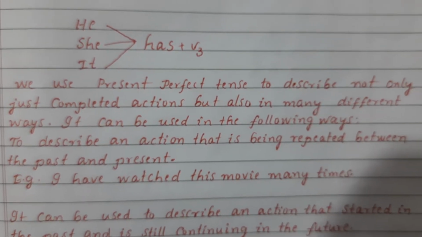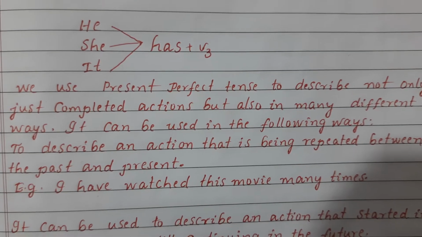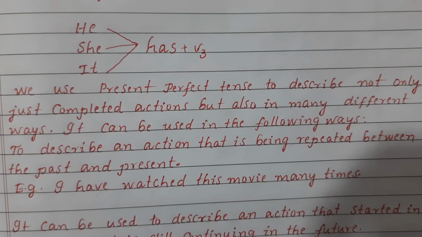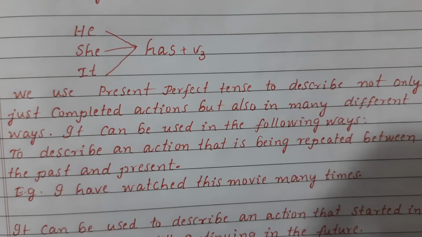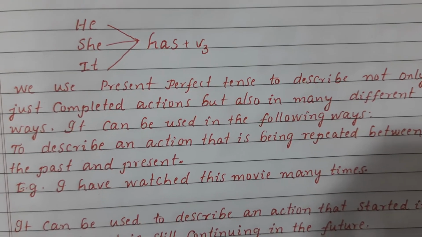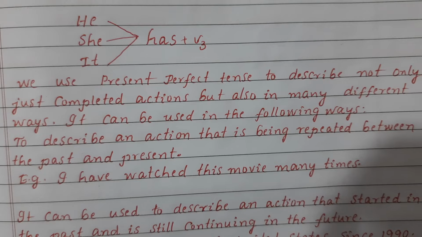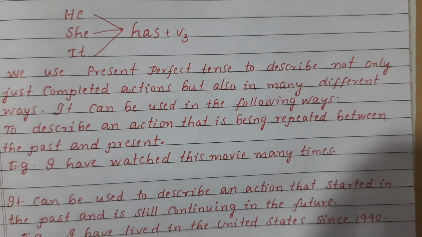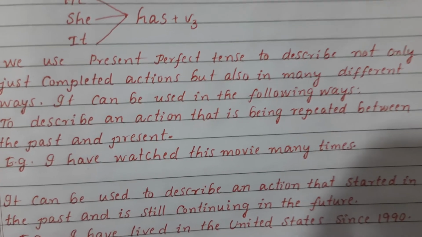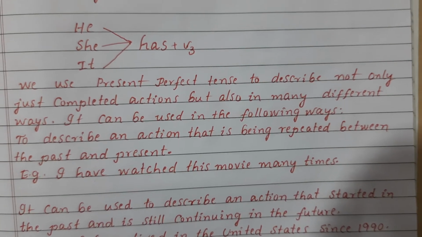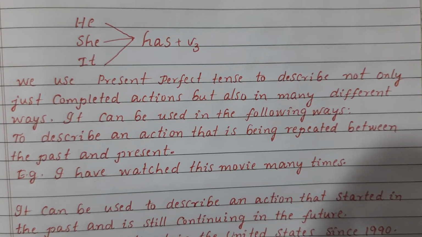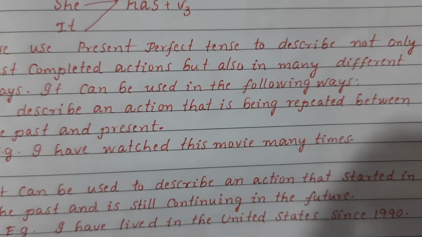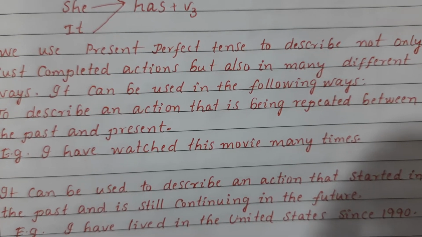We use present perfect tense to describe not only just completed actions but also in many different ways. It can be used in the following ways. Let us see. To describe an action that is being repeated between the past and present. I have watched this movie many times. Here the action is being repeated between the past and present. Earlier in the past once I watched the movie, after that many times I watched. So we can use present perfect tense like I have watched this movie many times.